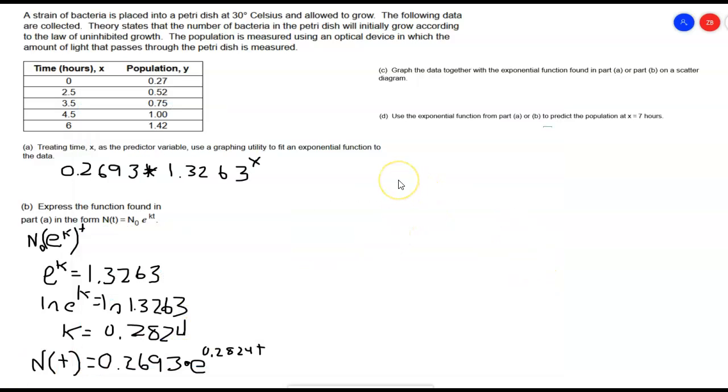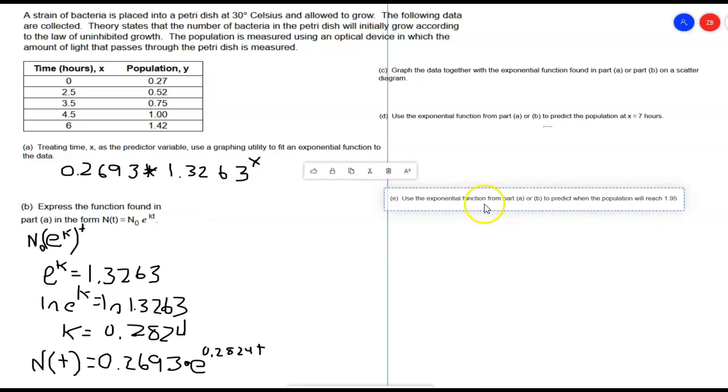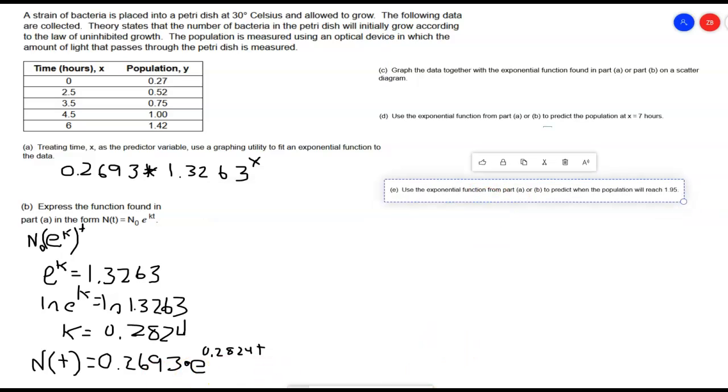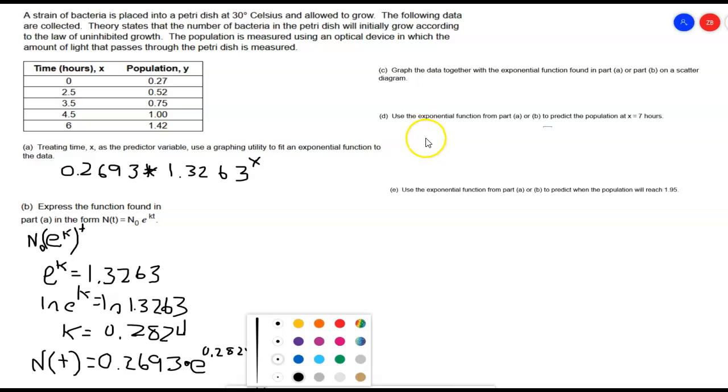All right, so the last one that we wanted to look at here, let me just go ahead and put the answer from the last one. So N of t for this one, when we evaluated N of 7: N of 7 is approximately 1.94. And then the last one I want to take a look at says use the exponential function from either part to predict when the population will reach 1.95.